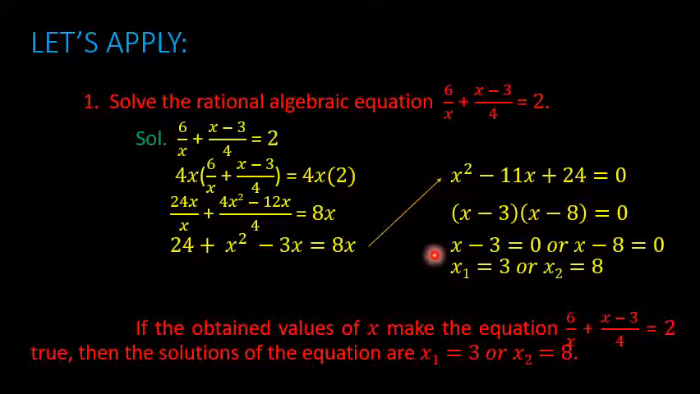Now we use the zero product property, so we have x minus 3 is equal to 0, and we also have x minus 8 equals 0. They are both x, so we call one x sub 1 and the other x sub 2. So we have x sub 1 is equal to 3 and x sub 2 is equal to 8. These 3 and 8 are their roots. Let's read this. If the obtained values of x make the equation 6 over x plus x minus 3 over 4 is equal to 2 true, then the solutions of the equation are 3 or 8. That is example number 1.